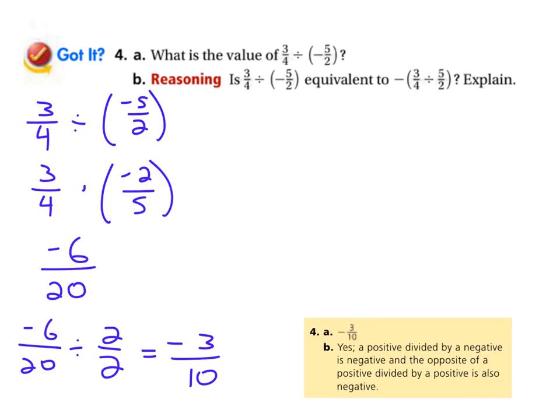So here I've written out the solution. Essentially, I've written the original problem, and then I did stay, switch, flip, or keep, change, change. Kept this as what it was, changed this to multiplication, and by changing this to its reciprocal. And now that it's multiplication, I just do top times top, bottom times bottom. And here, we can simplify this by dividing top and bottom by 2. By the way, 2 over 2 equals 1. And if you divide by 1, you get the same value. It just looks different. So negative 6 over 20 simplifies to negative 3 over 10. And there it is.